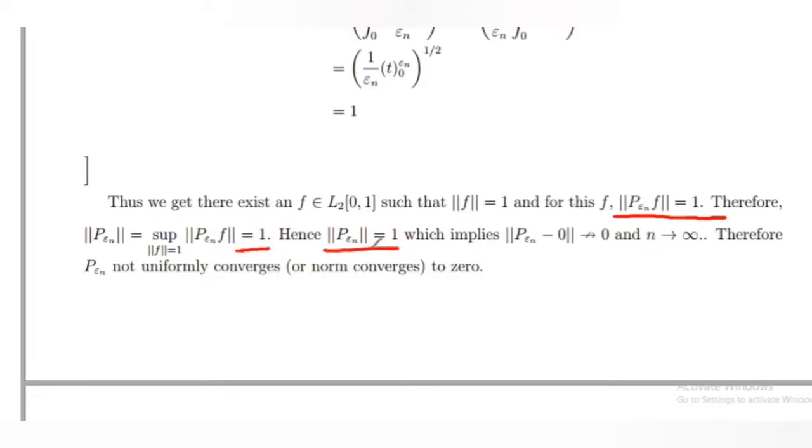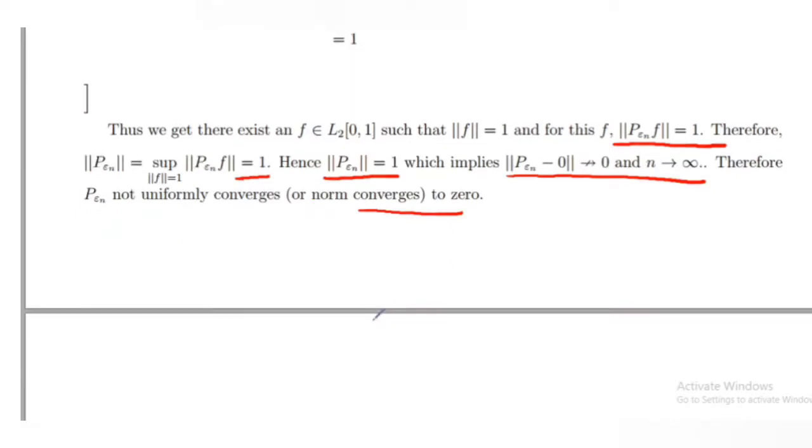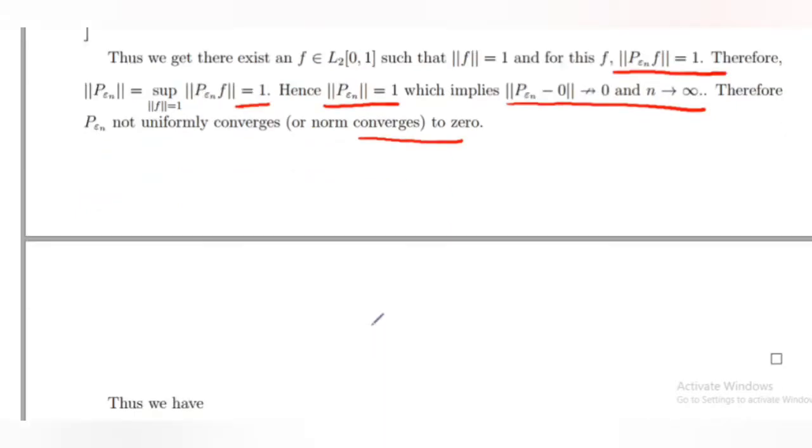That means norm of P epsilon n minus 0 does not tend to 0 as n tends to infinity. Therefore P epsilon n does not converge uniformly to 0. Thus we get P epsilon n converges to 0 in the strong sense, but it does not converge to 0 uniformly. That means strong convergence need not imply norm convergence or uniform convergence.